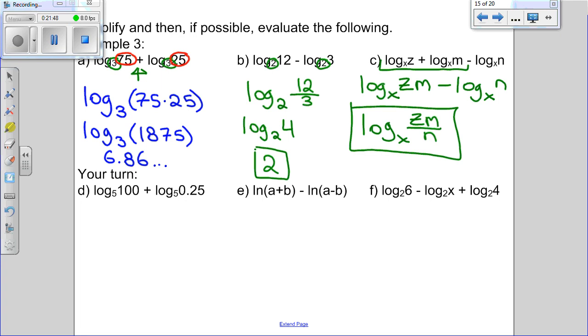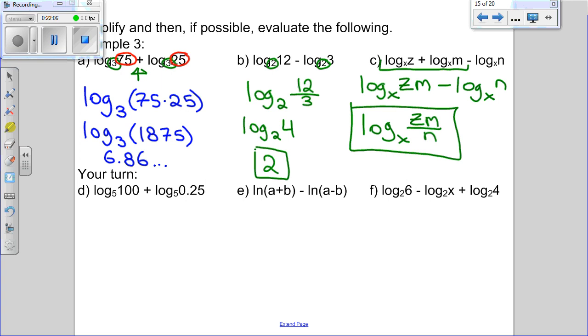You're going to have to be able to combine logs into singular logs. The reason why you're going to have to be able to do that is you have to convert logs into exponents to solve some of these logs. You can only convert into exponential form if you have a singular log. Okay, so that's going to be the trick here, is combining.